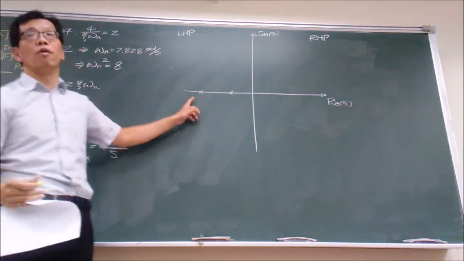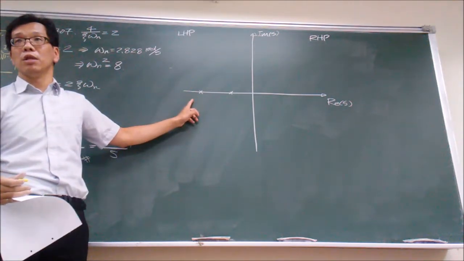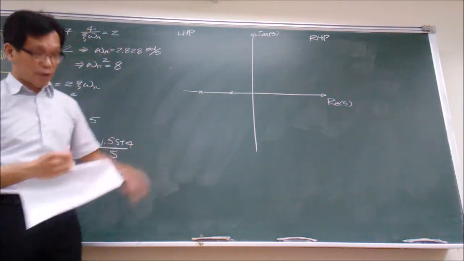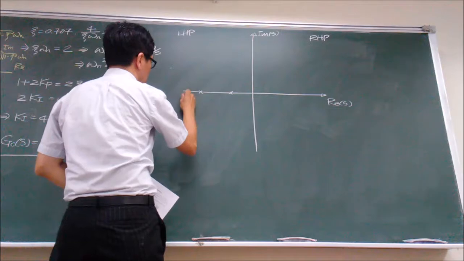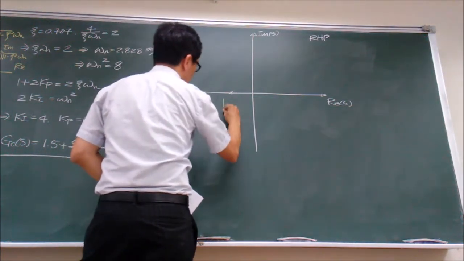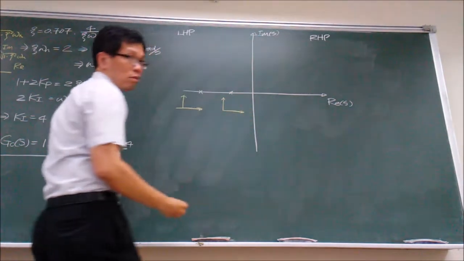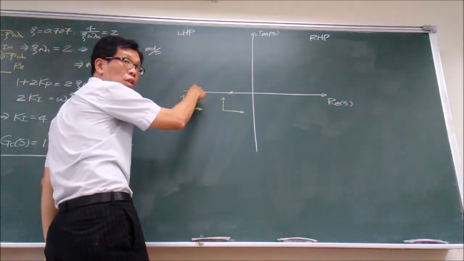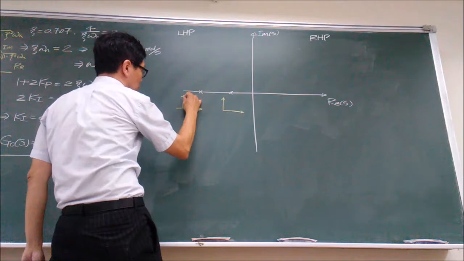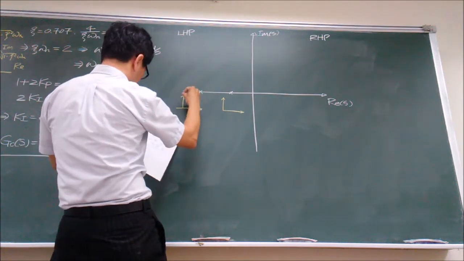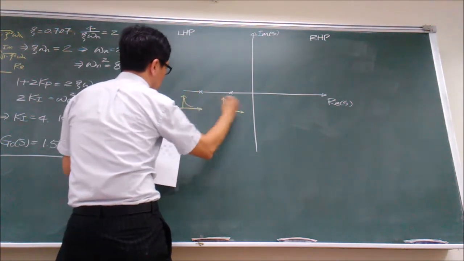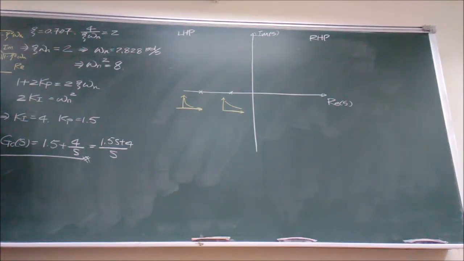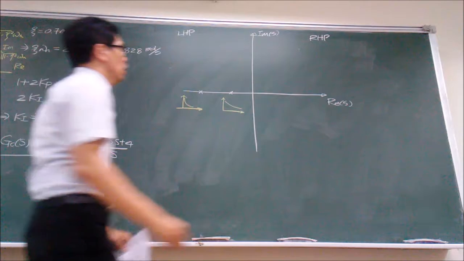When you have your pole as real numbers, is that first order or second order? First order, which means you're going to see your system look like this. Which one is faster? This one or this one? The left one. So you're going to see it's going to be like this, and this one is going to be like this. You don't need to copy this one down, it's over here.